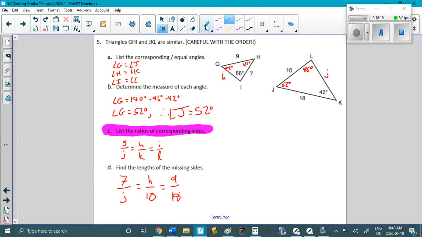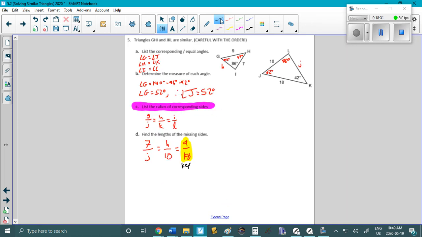So what you're going to notice here is that we have 3 ratios. In this one, we're missing J. In this one, we're missing H. And in this one, we're not missing anything. So this ratio becomes what I like to call the key. And if you don't have a complete ratio, you don't have a key, and you can't solve these.